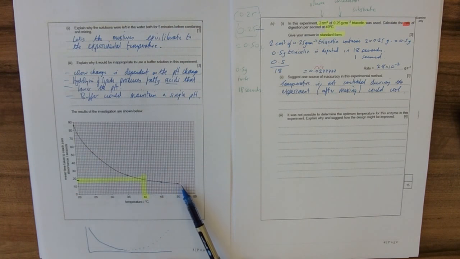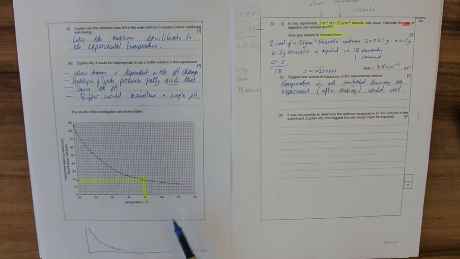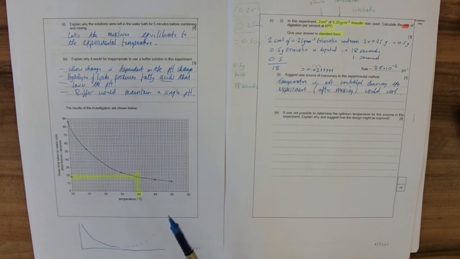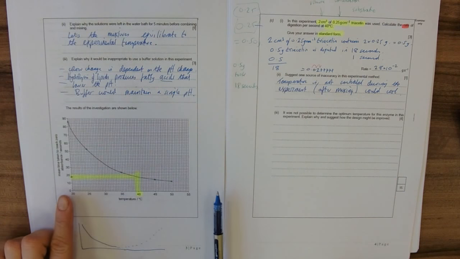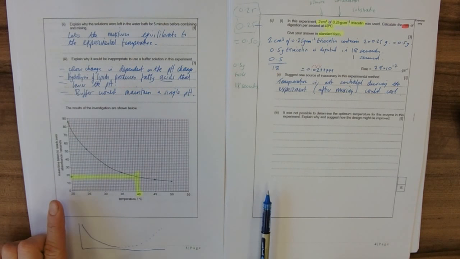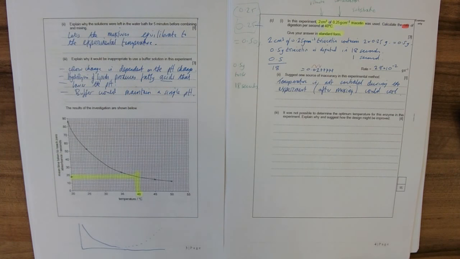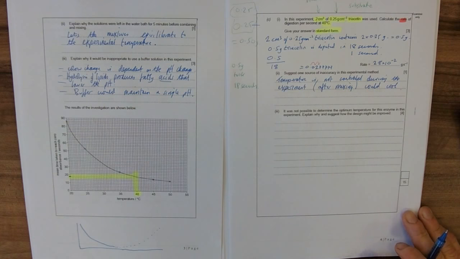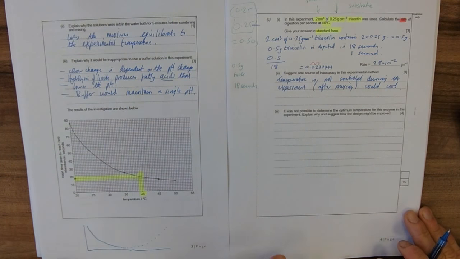This graph doesn't quite level off. So the optimum temperature is probably 55, something like that. And then it would go up again. So problems, we haven't got the range of temperatures that we need to test. And also, is it 55 or would it be 54 or 56? We're only going up in 5, so that's a problem. So we could do with smaller intervals. And then it's just an explanation of that for 4 marks.